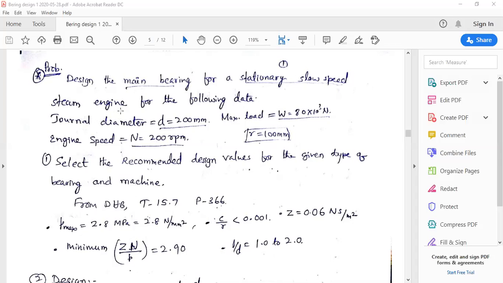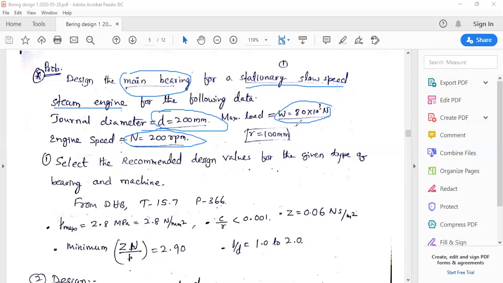So let us take this example of a steam turbine, and we have to design the main bearing. The machinery which is given here is a stationary slow speed steam turbine, for which the main bearing is to be designed. Here the diameter of the journal is given as 200 mm and the load acting on the bearing is 80 into 10 raised to 3 newtons, that is 80 kilonewton, and the speed of the engine is 200 rpm. So the radius, that is half of the diameter, is 100 mm.